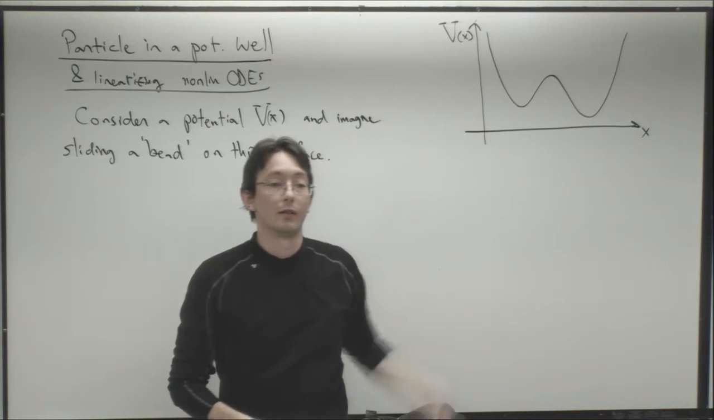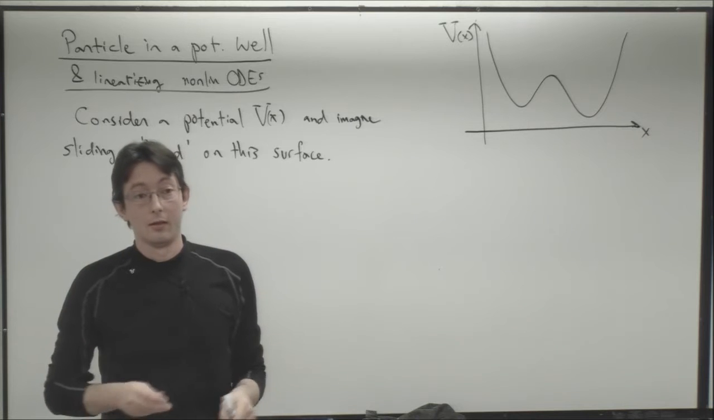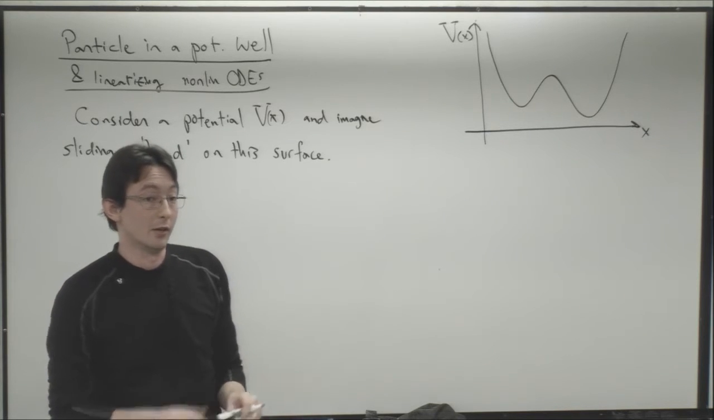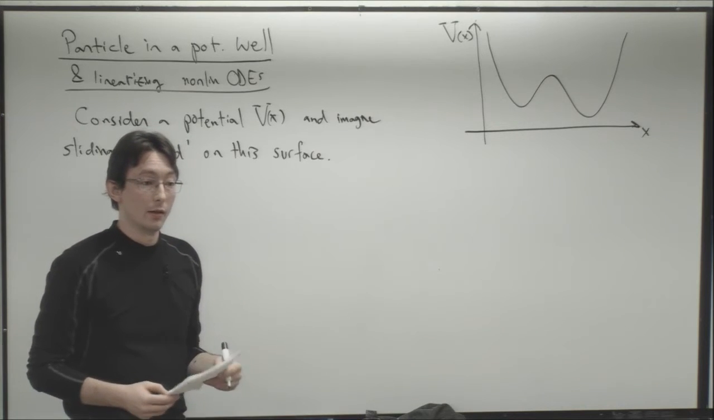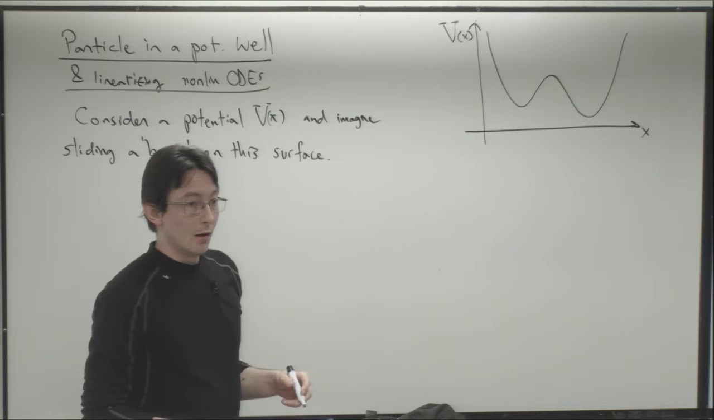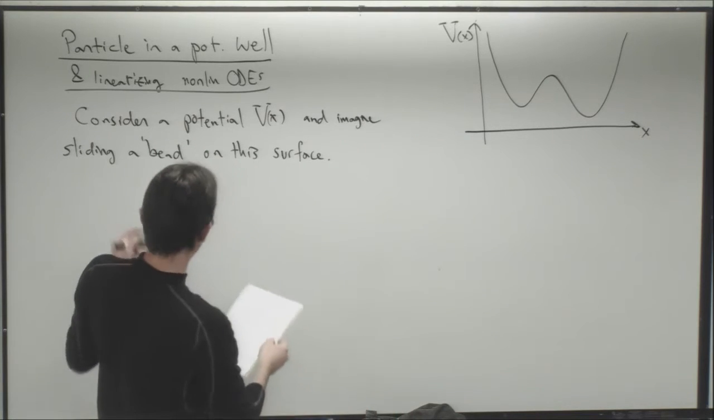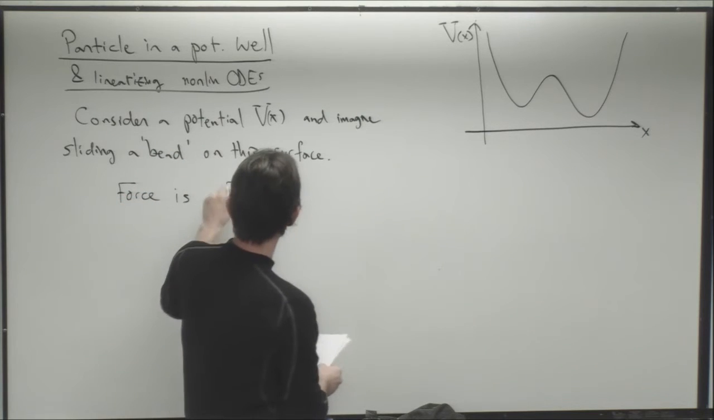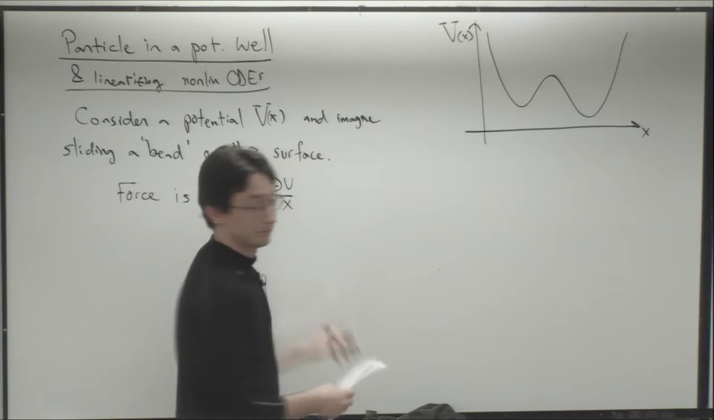So how many of you remember what the force is for a particle in a potential field? The F equals ma force. These are conservative forces because I haven't added any friction. Well, in general, the force is F equals minus partial V partial x.